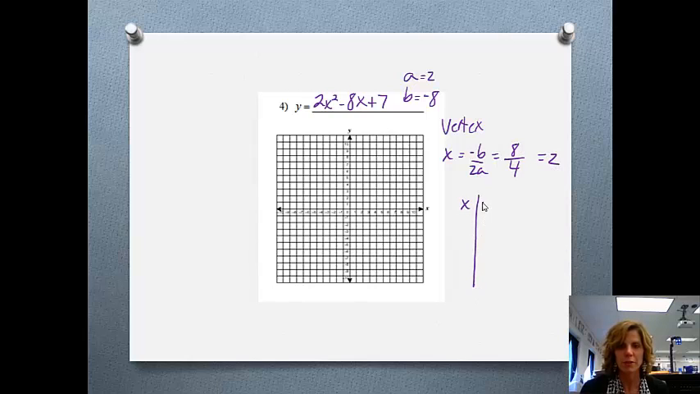So if I do my XY table now, I'm going to put 2 in the middle, and I'm just going to go up and down 2 in each direction. I'll put a 4 there and a 0. And it really doesn't matter which numbers you pick. Again, I just like you to be a little bit further away than 1 from that.